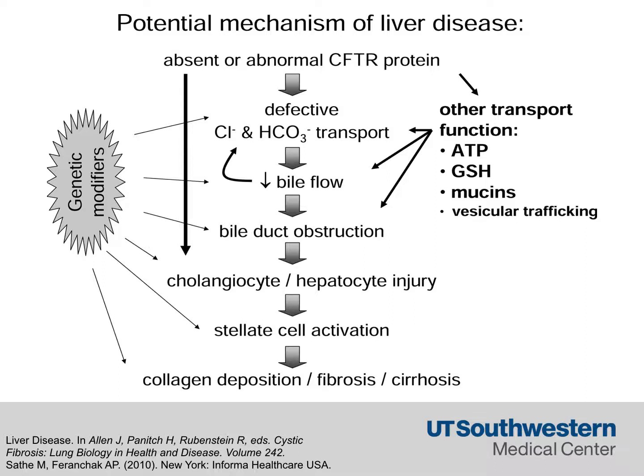The plugging leads to accumulation of toxic bile acids and subsequent hepatocyte and cholangiocyte injury. Cellular injury induces an inflammatory cascade, ultimately leading to collagen deposition, placing the patient at risk for fibrosis and cirrhosis. We also know that modifier genes or the patient's specific CFTR mutation may impact the mechanism as well.